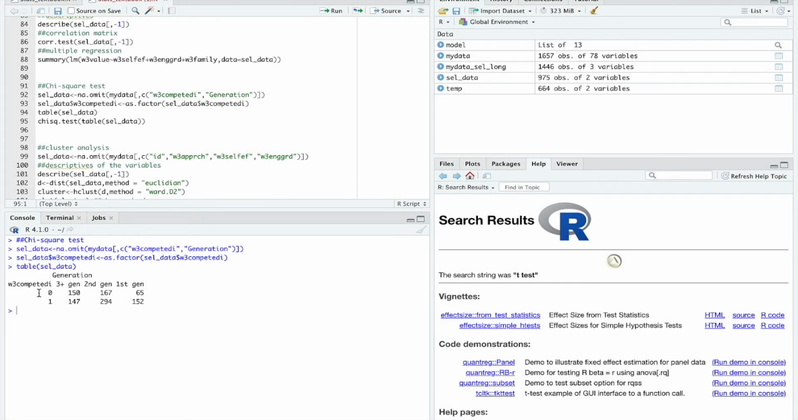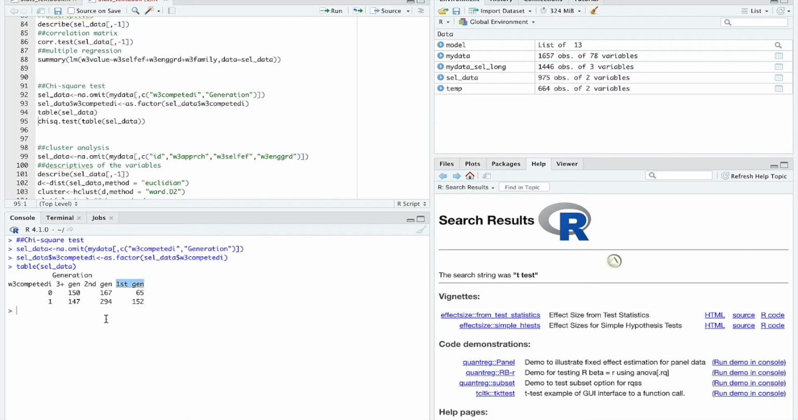So in the rows, we've got the low competitiveness group and the high competitiveness group. I just coded that 0, 1: 0 for below the median, 1 for above the median in competitiveness. And then the columns are the generational groups. So third generation, second generation, first generation.